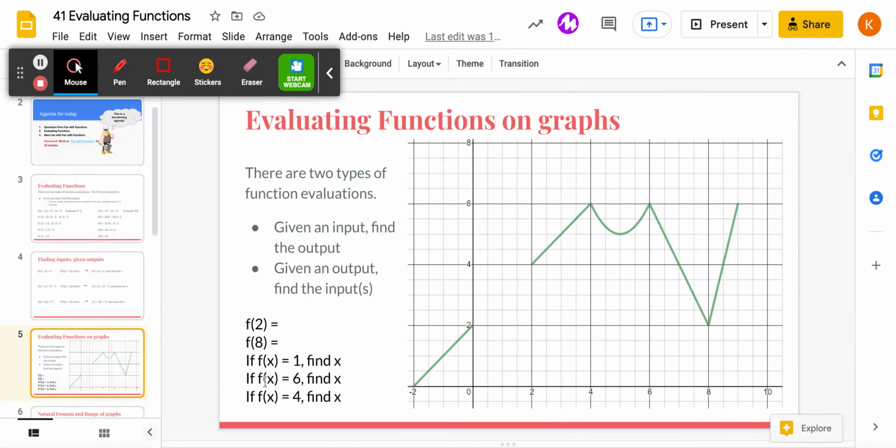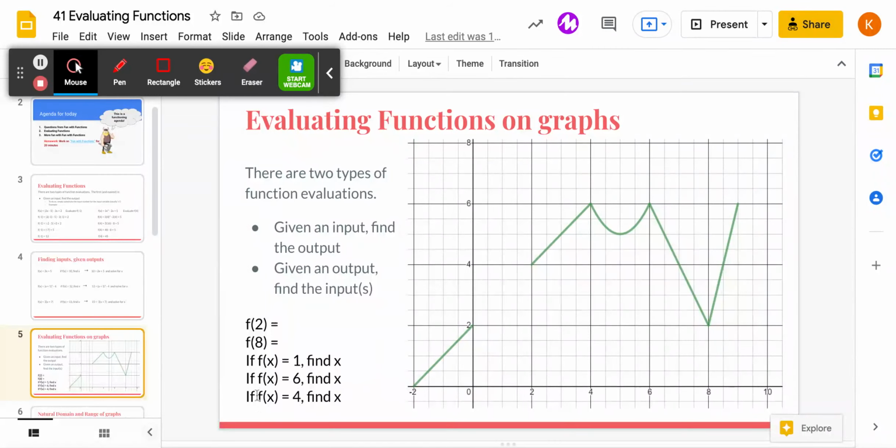Let's try this one. Where is the output 6? I look here on the graph. I see this looks like an output of 6. Here's another output of 6. And here's a third output of 6. So in this case, when x is 4, there's an output of 6. When x is 6, there's an output of 6. And when x is 9, there's an output of 6. So there are 3 different times on this graph when the output is 6, and that occurs when x is 4, when x is 6, and when x is 9.